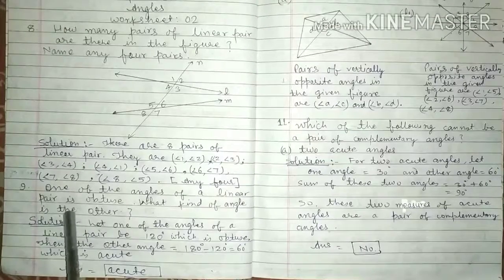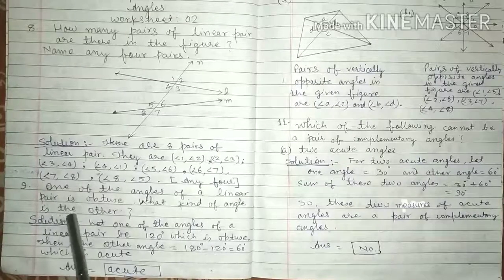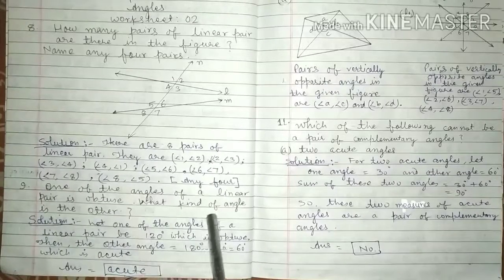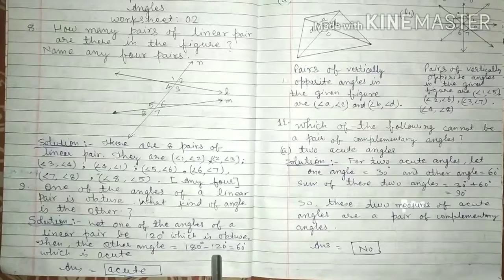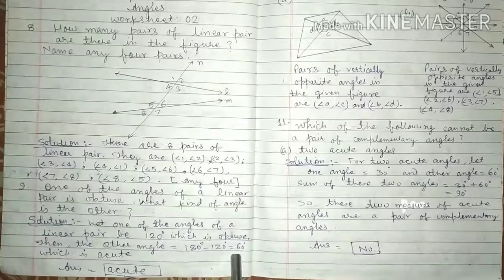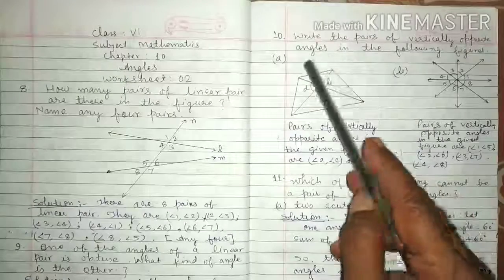Question number 9. One of the angles of a linear pair is obtuse. What kind of angle is the other? For the solution of this question, we write, let one of the angles of a linear pair be 120 degree, which is obtuse. Then the other angle equals 180 degree minus 120 degree, which equals 60 degree, which is acute. So the answer is acute.